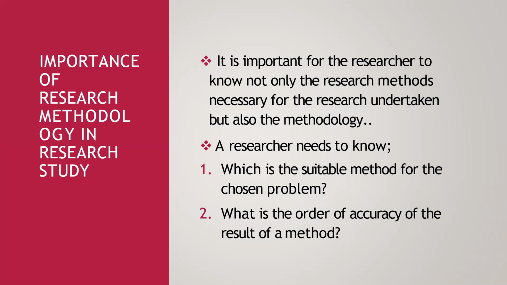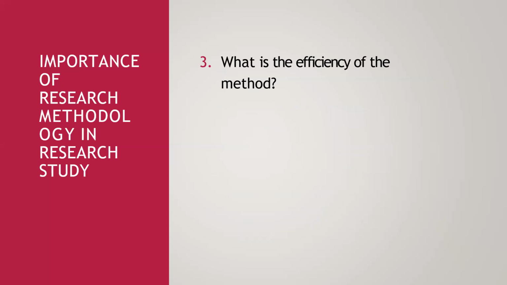Now if we study the importance of research methodology in a research study, it is important for researchers to know not only the research methods necessary for the research, but also the methodology. A researcher must be able to study the following things: which is the suitable method for the chosen problem, and what is the order of accuracy of the result of a method. So you have to look at all these things and answer what is the efficiency of the method.